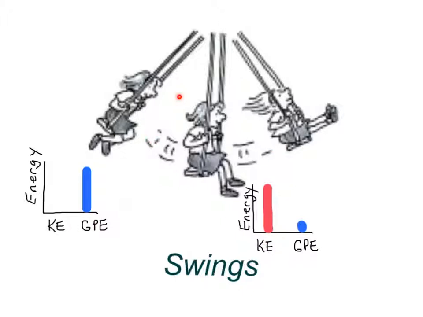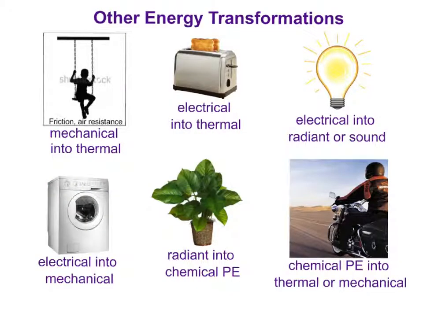There would be something in between, about half potential, half kinetic energy, right here as that pendulum is swinging on its way to its different positions. So let's take a look at some energy transformations. We've been talking about mechanical energy.